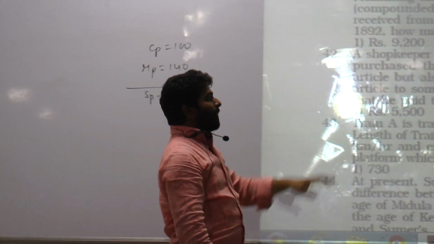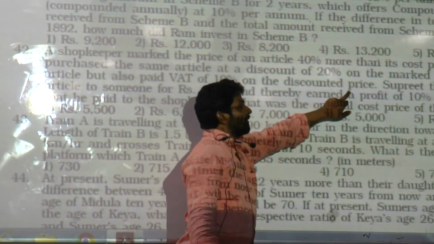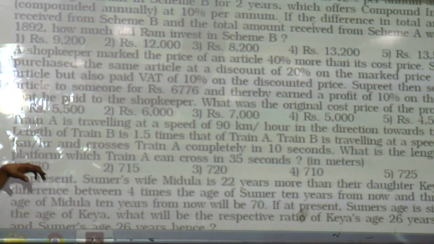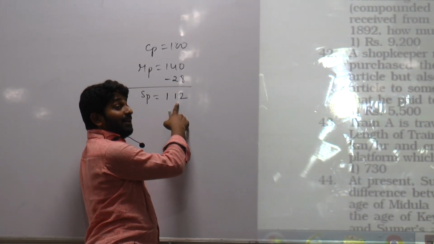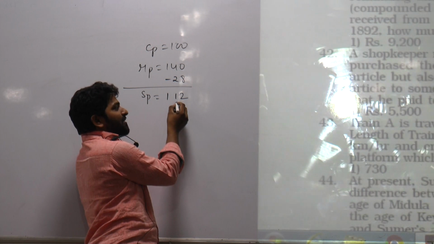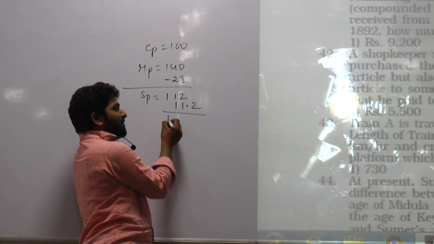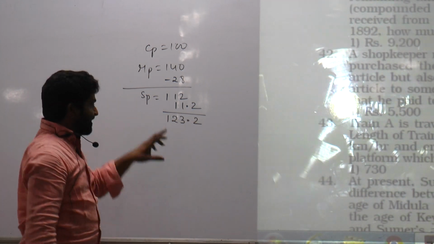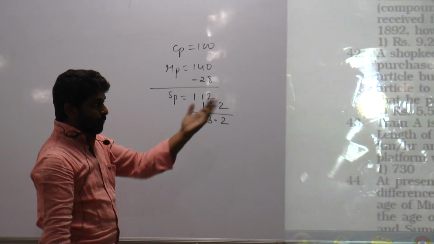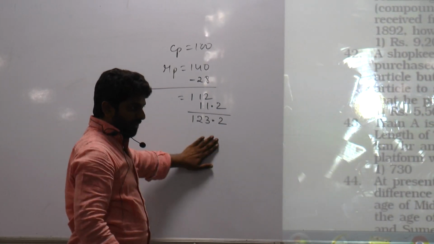But he also paid VAT of 10% on the discounted price. The discounted price is 112. Now he paid 10% VAT. 10% of this number is 11.2. So in total it becomes 123.2. With respect to the merchant, this is the selling price. But with respect to Supreet, it is the cost price.